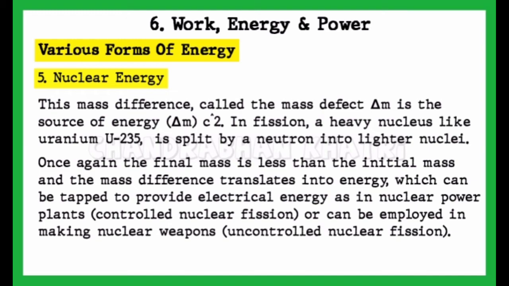In fission, a heavy nucleus like uranium-235 is split by a neutron into lighter nuclei. Once again, the final mass is less than the initial mass, and the mass difference translates into energy, which can be tapped to provide electrical energy, as in nuclear power plants, controlled nuclear fission, or can be employed in making nuclear weapons, uncontrolled nuclear fission.